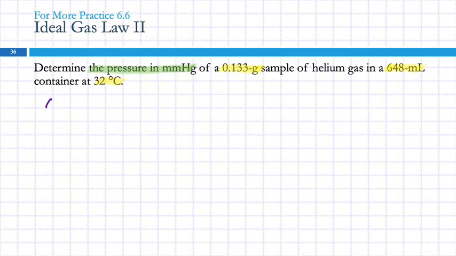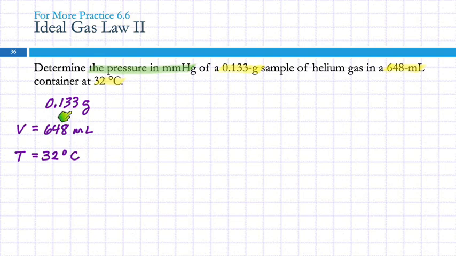So I've got 0.133 grams. I have 648 milliliters, and I have 32 degrees Celsius. Milliliters, that's the volume. Degrees Celsius is the temperature.